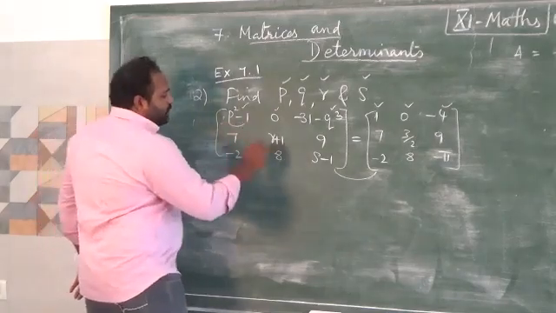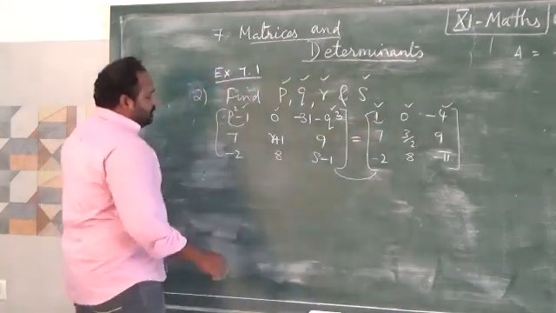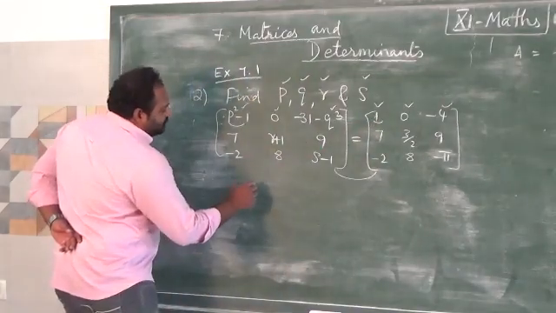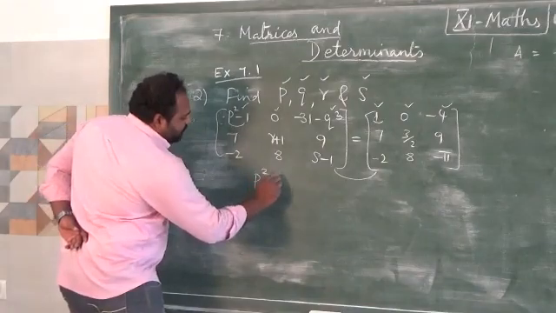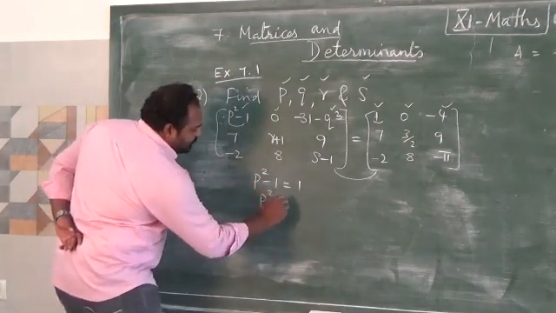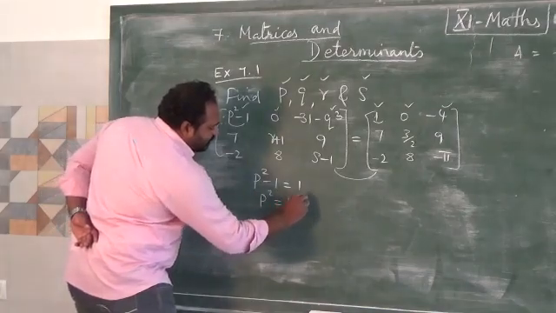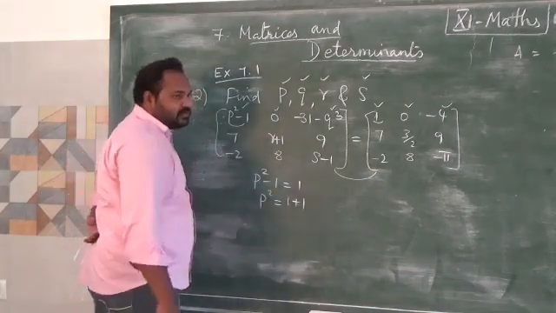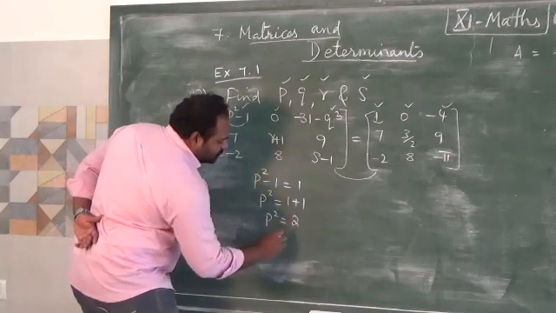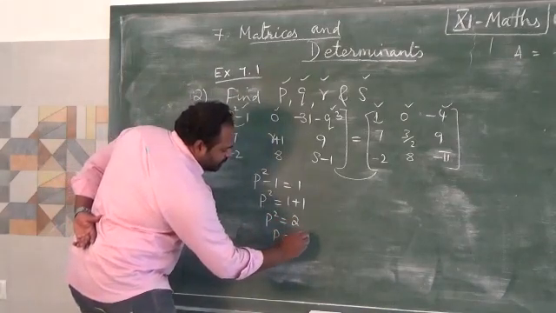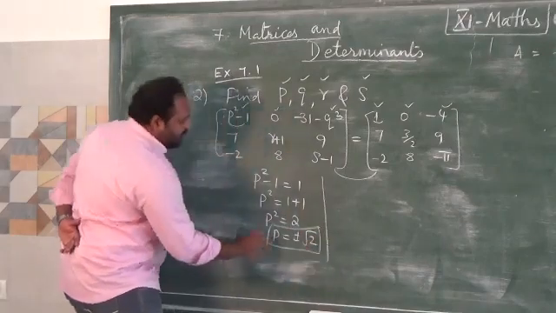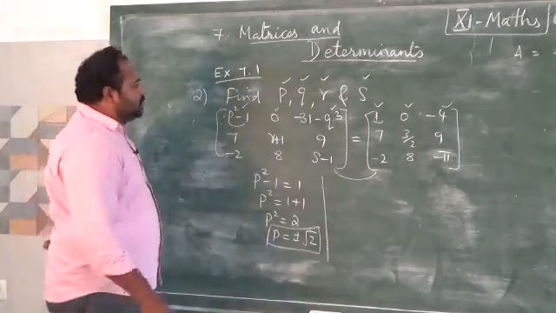Now, by the definition, the corresponding values are equal. So this A11 and this value are equal. Using this, I am going to find the P value. So P square minus 1 equals 1. So P square equals, if I bring the 1 to this side, 1 plus 1. So P square equals 2. So P equals plus or minus root 2. This is one value.